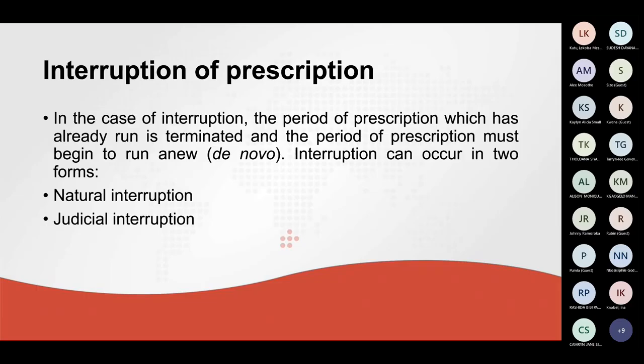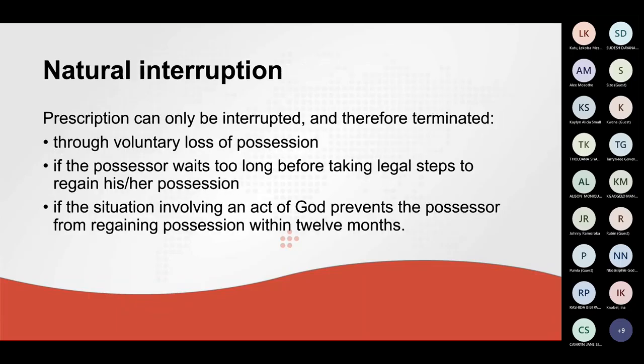Let's take the example of the servitude again. Say, for example, you use the right of way over the abandoned land for a period of 20 years, and there's a natural interruption or judicial interruption that occurs in that 20 years. Then that means your prescription period will terminate and the period of prescription must begin to run anew before you can acquire ownership. Now, an example of the natural interruption of prescription is through voluntary loss of possession.